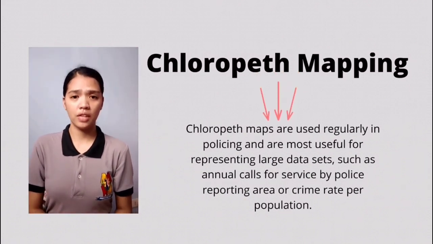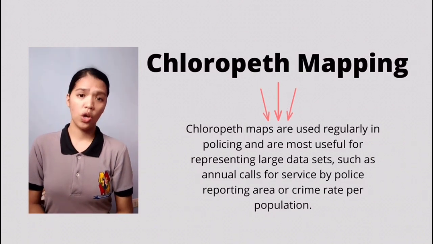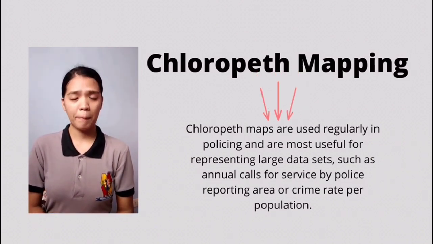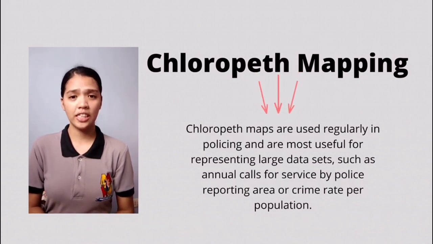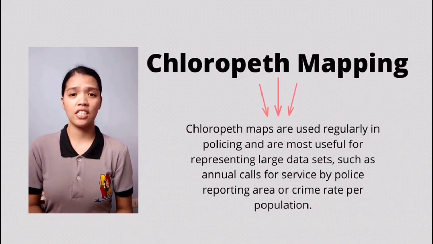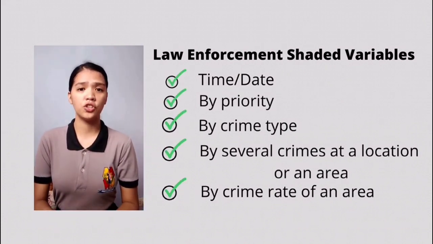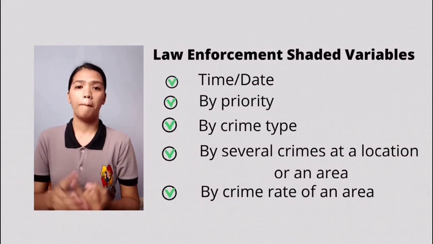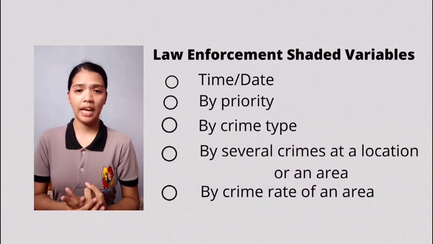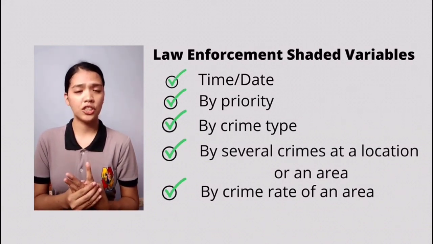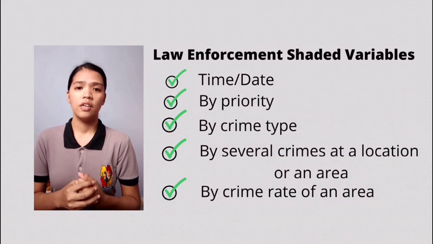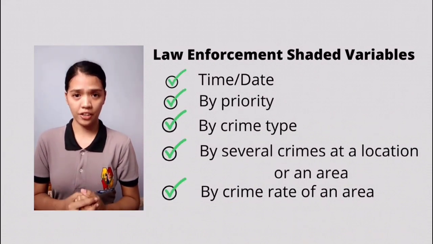Graduation by color is also known as choropleth mapping. So, what is choropleth mapping? Choropleth maps are used regularly in policing and are most useful for representing large data sets such as annual calls for service by police reporting area or crime rate per population. The law enforcement variables in using graduation by color include shading by time and date, by priority, by crime type, by number of crimes at a location or an area, and by crime rate per area.